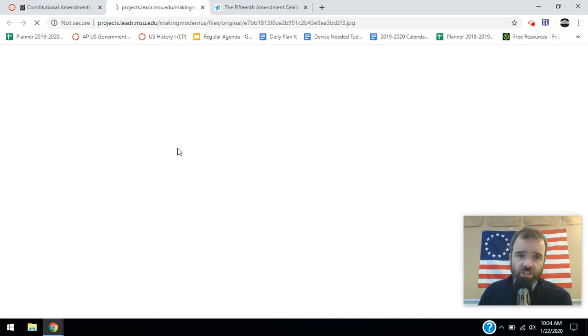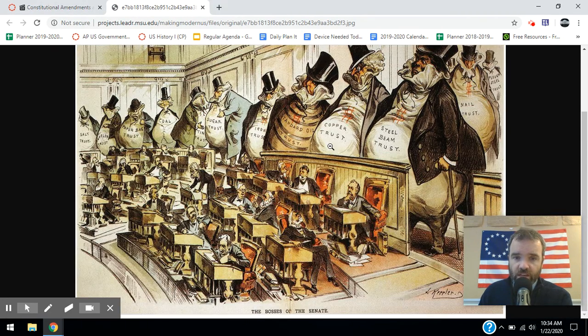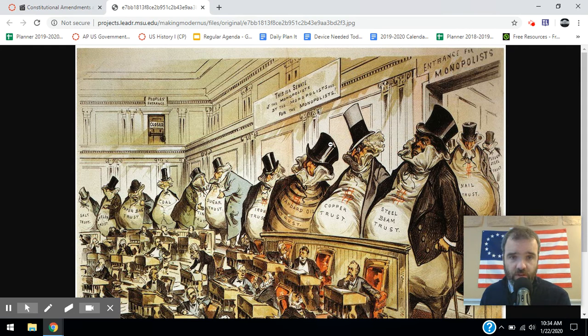Our next image is a political cartoon from Puck magazine from the 1890s, which is supposed to depict corruption in the United States Senate. We see here that the Senate is of the monopolists, by the monopolists, and for the monopolists, the big businesses, the wealthy corporations. The criticism was the government was run by special interests rather than the people. We see the people's entrance was closed.